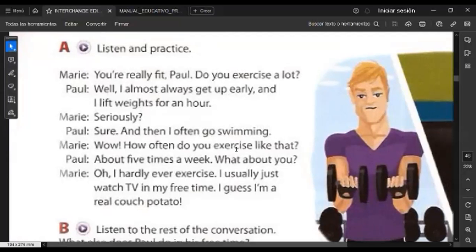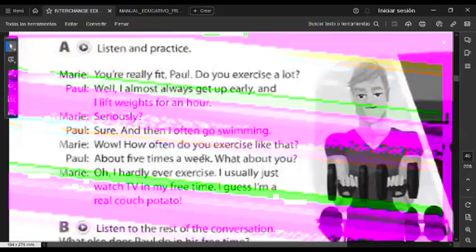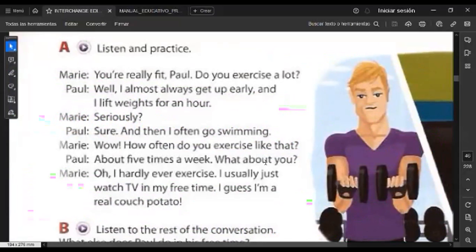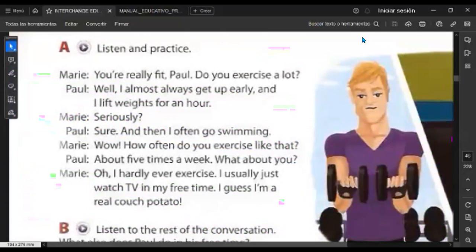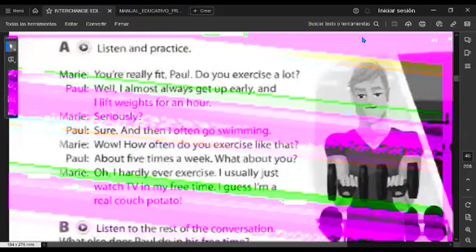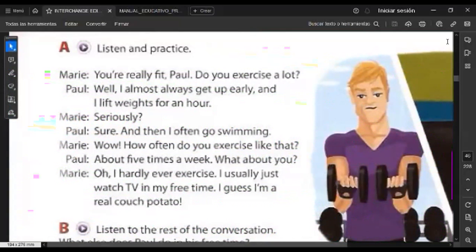Wow. How often do you exercise like that? About 5 times a week. What about you? Y tú, ¿verdad? This is what about you. Okay, the next one is, I hardly ever exercise, right? Okay, la siguiente, I usually just watch TV in my free time. I guess I am a real couch potato, right? Okay, question with pronunciation or with vocabulary.